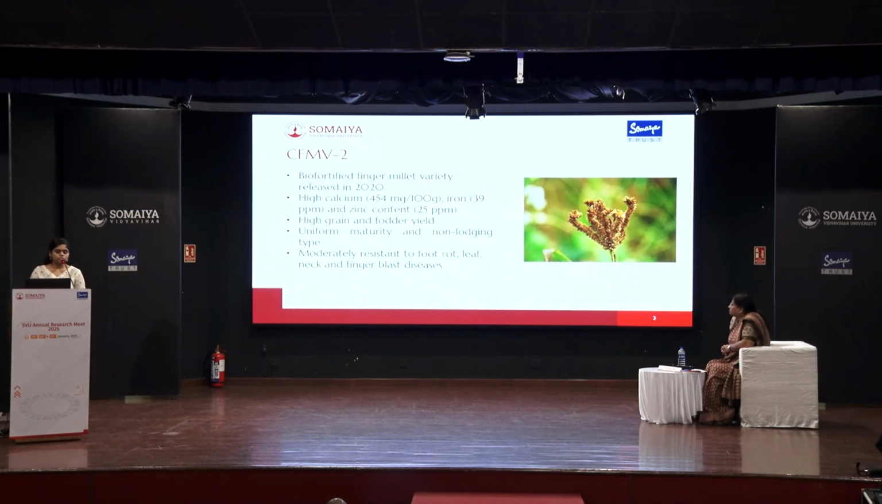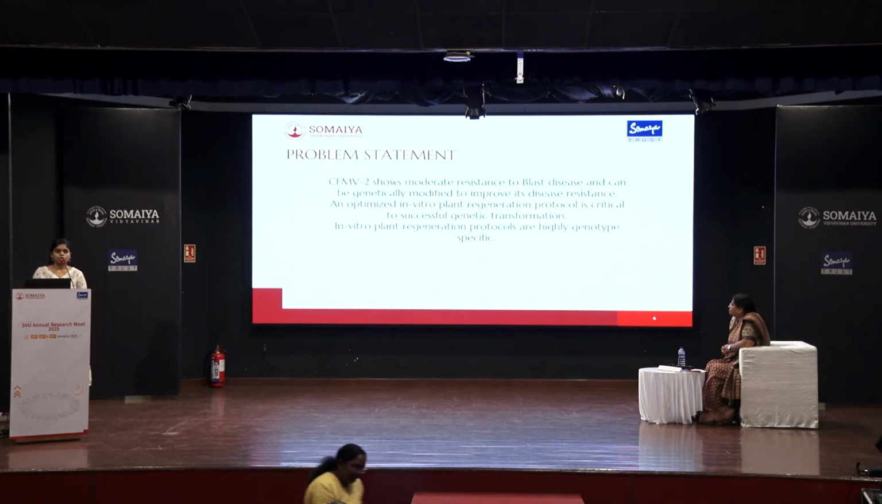Although traditional breeding methods have improved many agronomic traits of CFMB2, they have failed to improve its disease resistance to a major disease called blast. Blast can cause significant yield losses in millets. So coming to our problem statement, CFMB2 shows only moderate resistance to blast disease and thus needs to be genetically modified to improve its disease resistance.